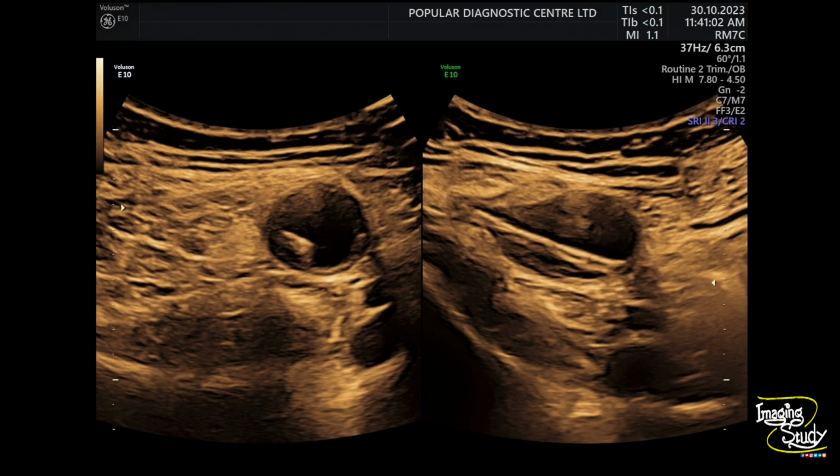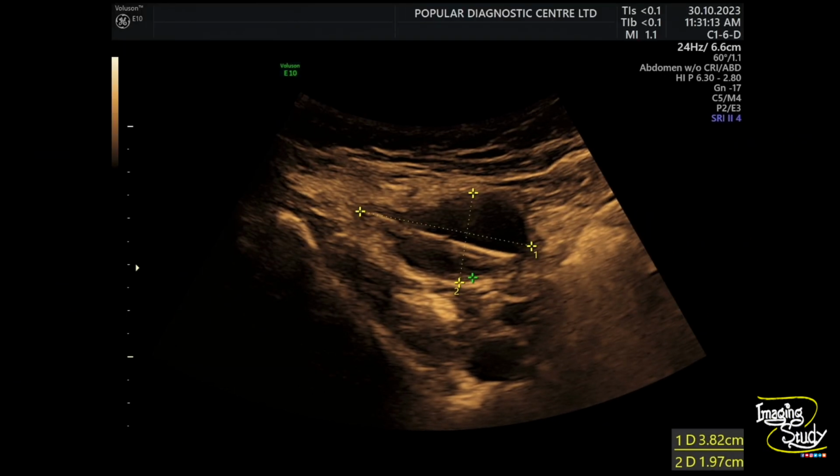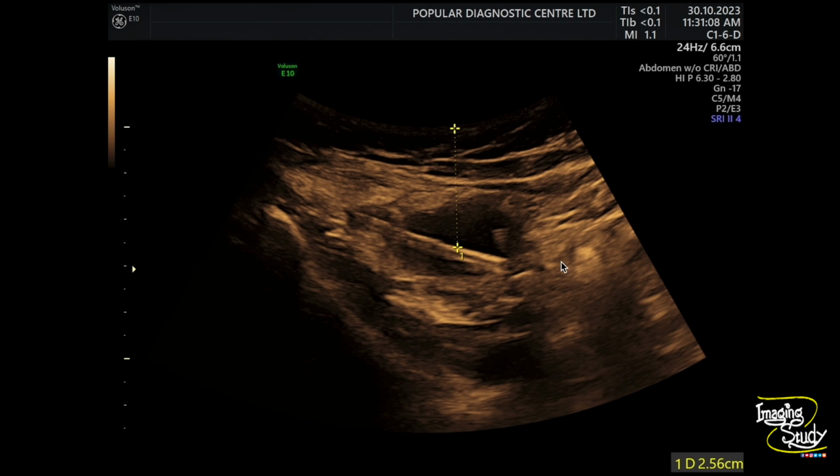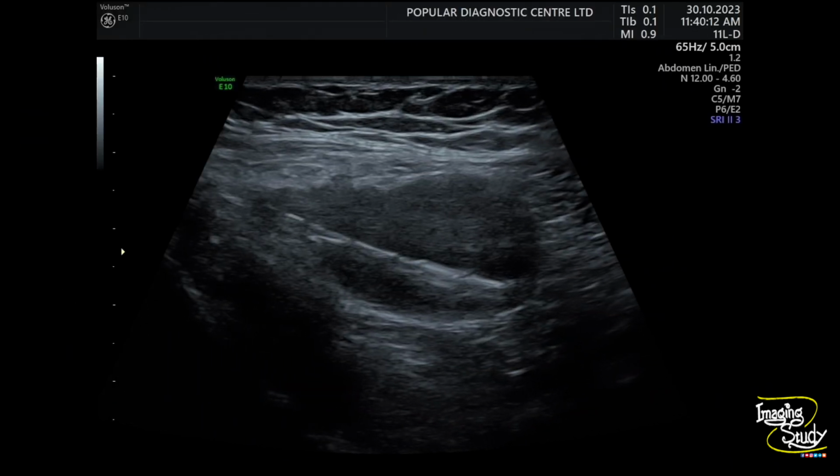Here again another picture with longitudinal and transverse sections. The surrounding fluid filled area measures around 4 cm by 2 cm. The copper T lies around 2.5 cm deep to the skin. Here's a high frequency transducer view. These echogenic lines are not completely continuous. You can see some gaps here. This is the typical feature of a copper T.